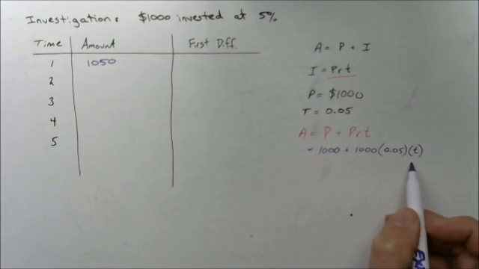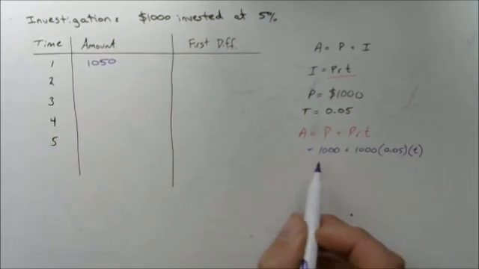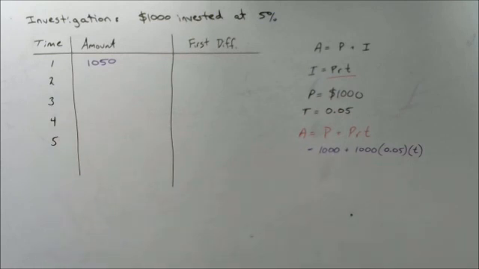Go ahead down the list, plug in 2 for t, get the amount. Plug in 3 for t, get the amount. Plug in 4 for t, get the amount, so on. Pause, finish that, and check back for the next step.